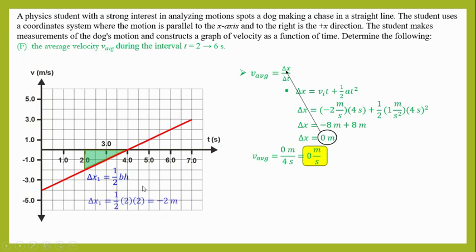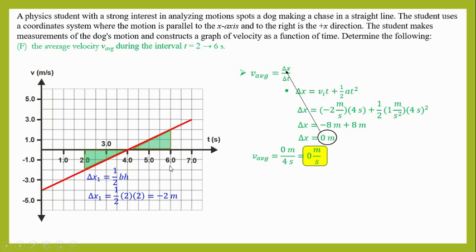In this case, our base is going to be 2, because from 2 to 4 is 2. And then if you trace down from 0 all the way down to here, that is also 2. So 1/2 times 2 times 2 is -2. It's negative because this area is beneath the horizontal axis.